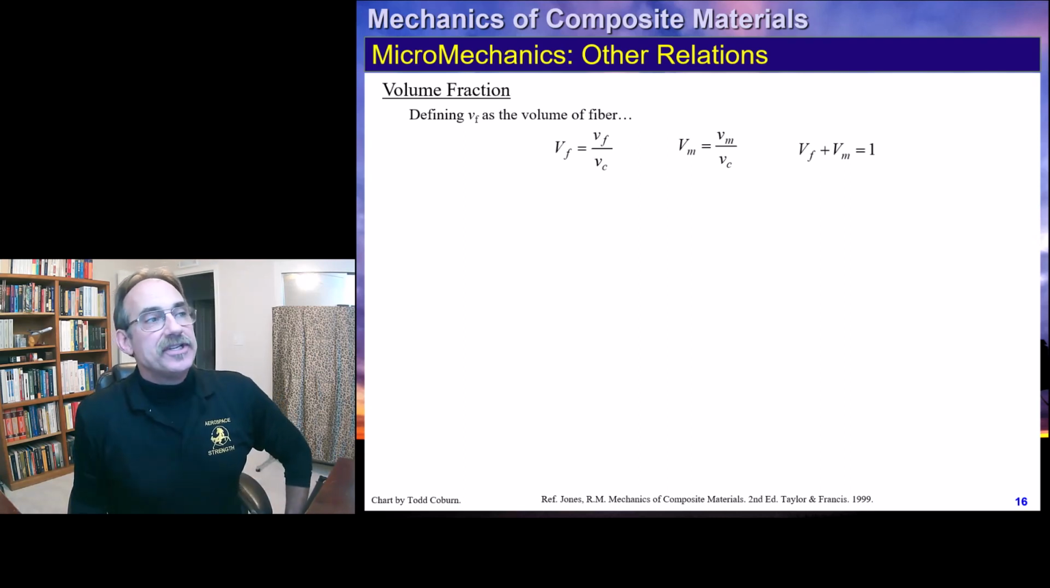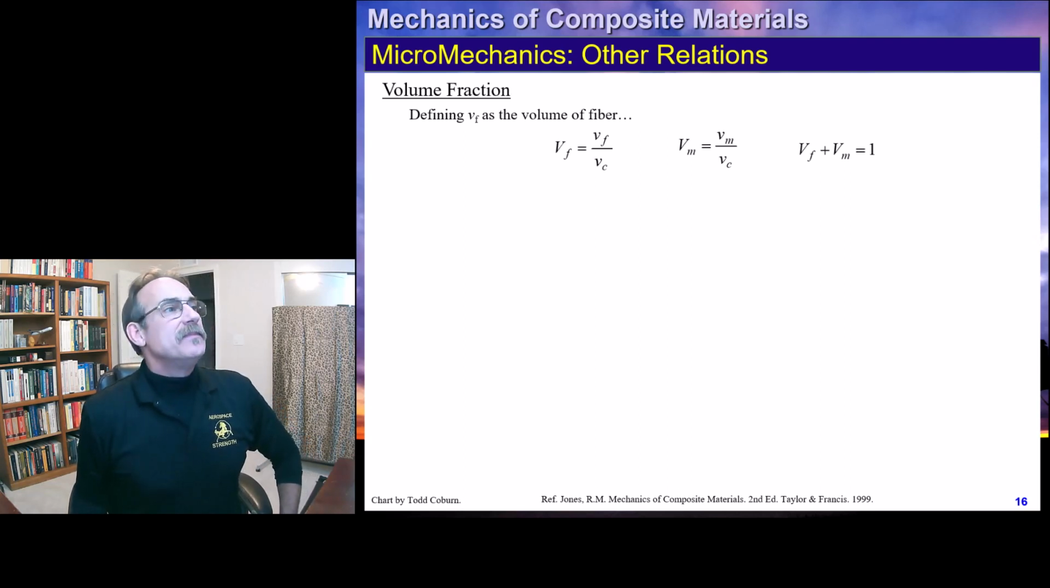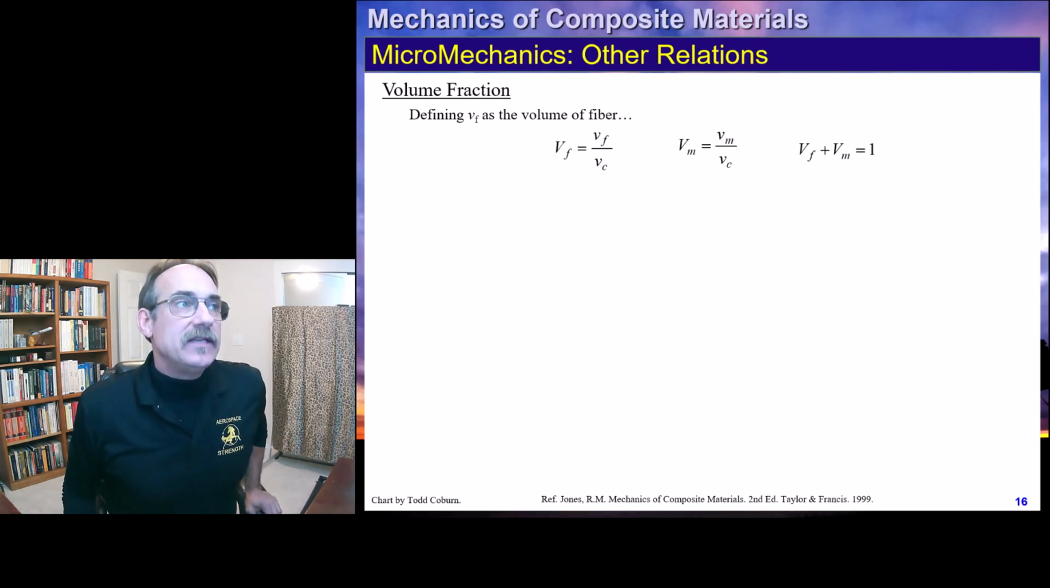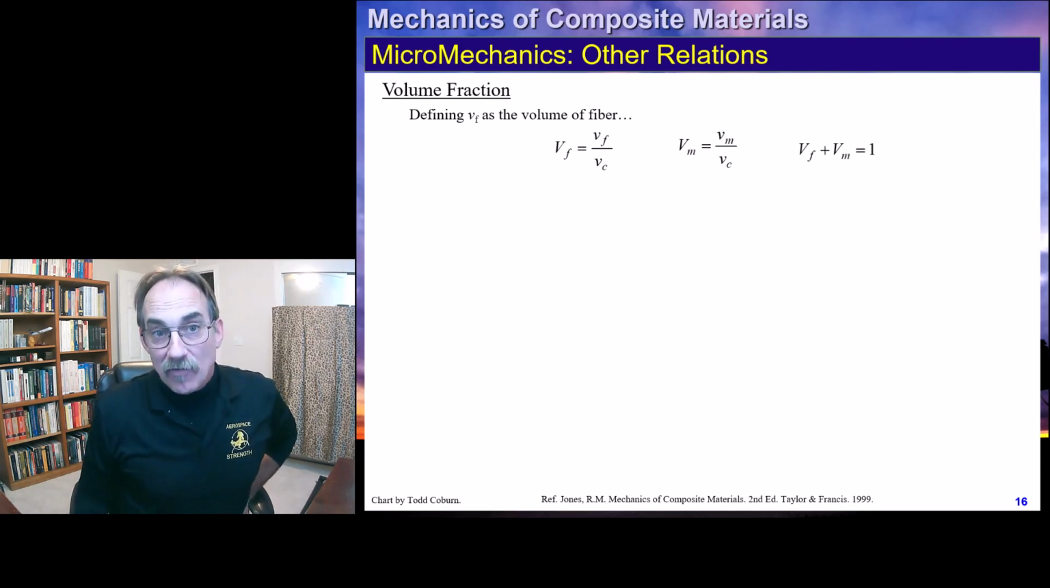There are some other relations that we can utilize when we're doing calculations. Sometimes, remember, we have our volume fraction, which we can write as the actual volume of the fiber divided by the total volume of the element. We can write that for the matrix as the total volume of the matrix over the total volume of the lamina or composite. And the summation of those obviously has to be equal to 1. So we can write the matrix volume fraction as just 1 minus the fiber volume fraction.